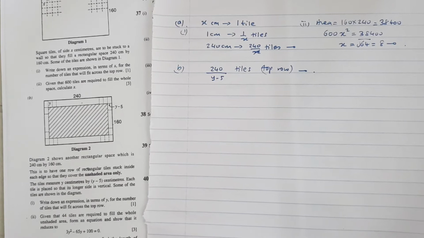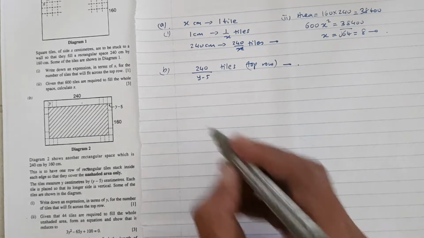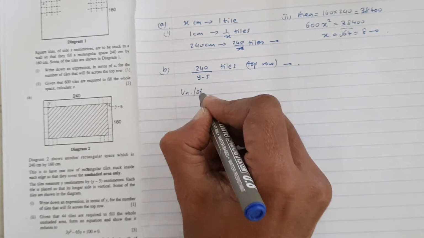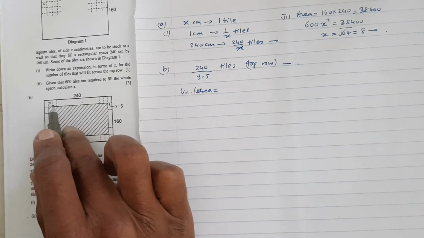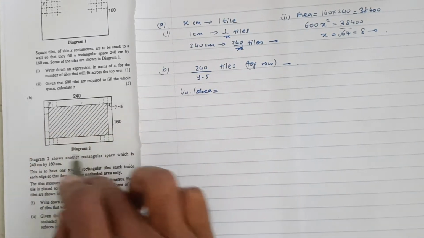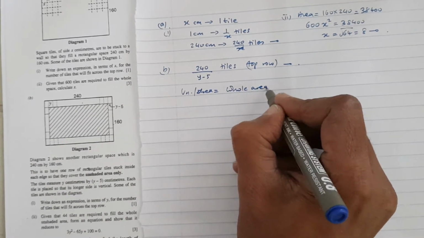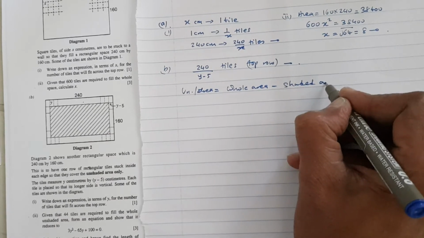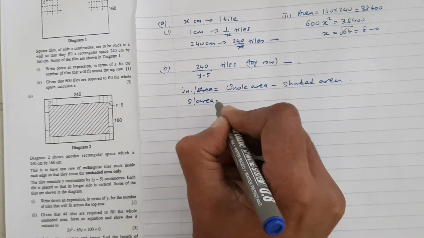Okay, so how are we going to do this? First of all, let me just find the unshaded area. The unshaded area is this whole area minus the shaded area. What is the shaded area then?